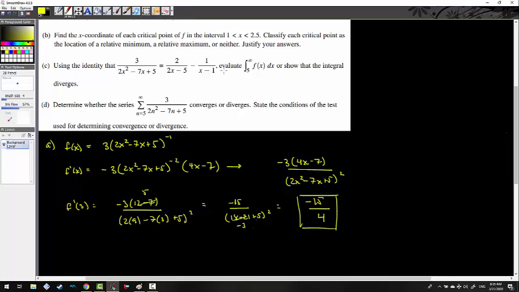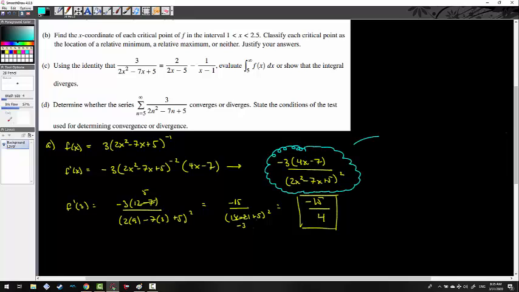Alright, let's take a look at part B. It says find the x-coordinate of each critical point of f on the interval 1 to 2.5. Classify each critical point as the location of a relative min, relative max, or neither, and justify your answers. Okay. Well, in order to figure out relative mins and maxes using critical numbers, I'm going to use this guy. This is my first derivative here.